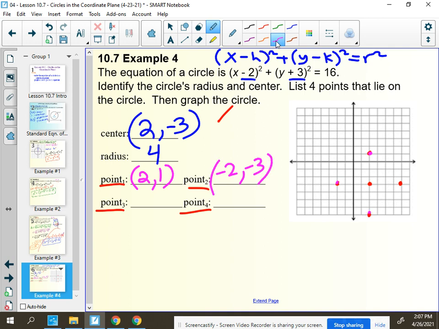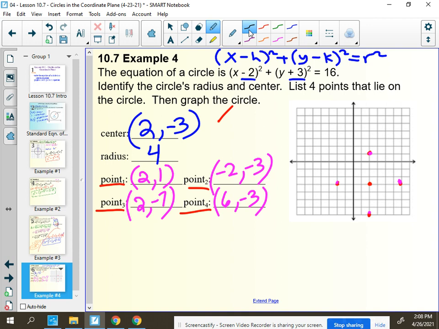This point down here would be 2, -7. And then this one over here would be 6, -3. And you can definitely use that radius, right, and add and subtract to all your x and y coordinates, right? We added 4 to that y coordinate here, and that's where the 1 came from. I think it's just as easy to just count your tick marks like you did a long time ago when you learned how to graph points. So again, those can be in any order.